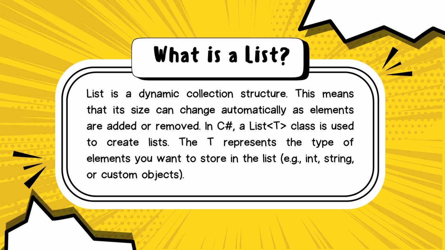A list is a dynamic collection structure. This means that its size can change automatically as elements are added or removed. In C#, the List<T> class is used to create lists. The T represents the type of elements you want to store in the list, for example, int, string, or custom objects.